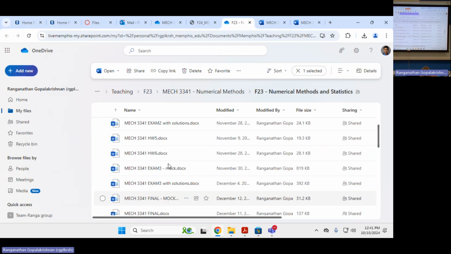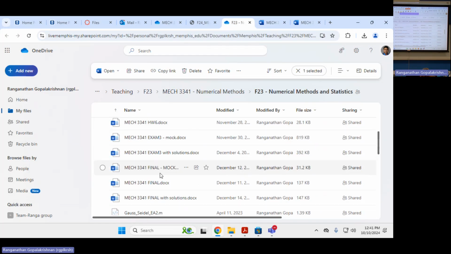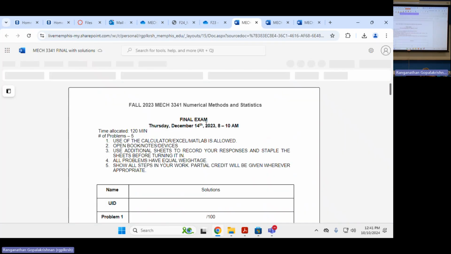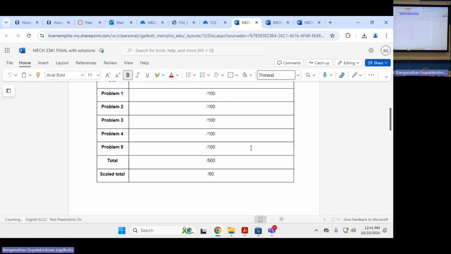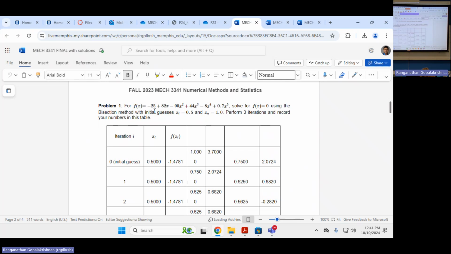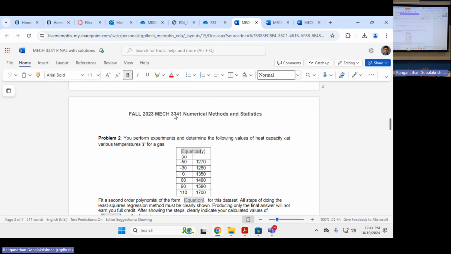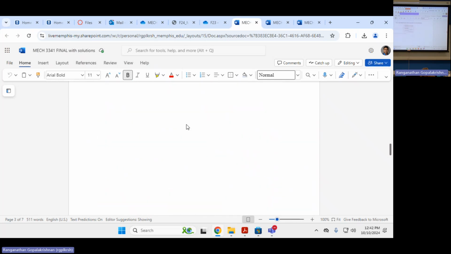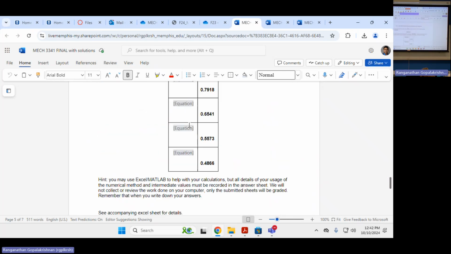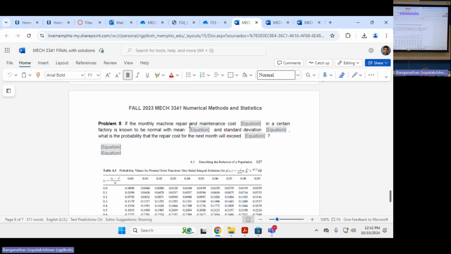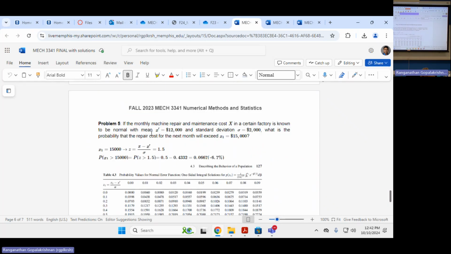I would also ask you to look at the final, because in the final I had questions from all the topics. I think what we saw was the final, wasn't it? Yeah. There are also questions on bisection method and equation solving that you can go through. Okay. And probability. Okay. So this sort of problem is also very much possible.